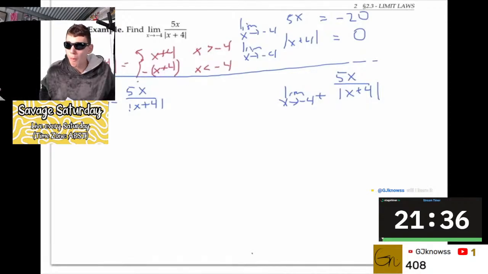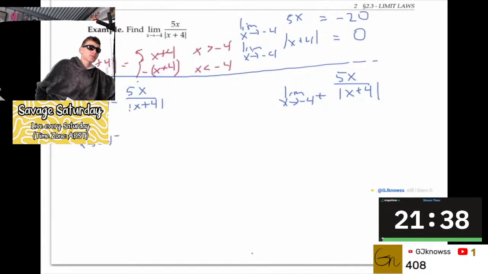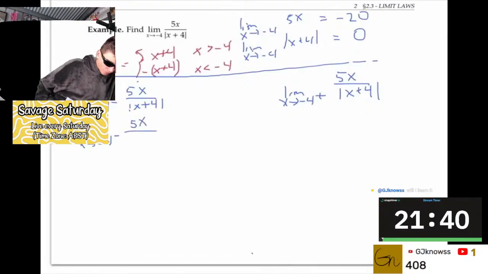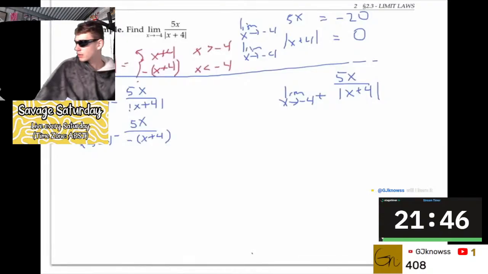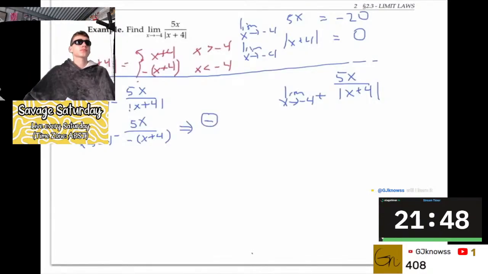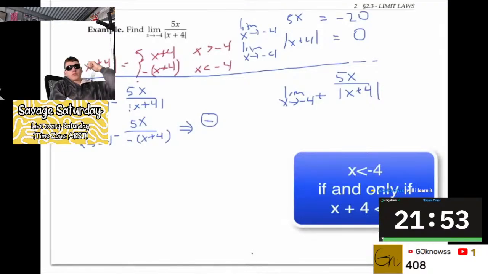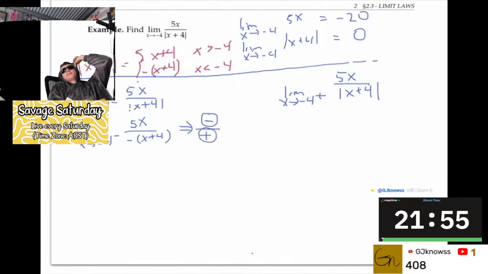That means that the limit as x goes to negative 4 from the left of this expression is the same as the limit of 5x over negative x plus 4. Now, reasoning as before, as x goes to negative 4 from the left, the numerator is a negative number, pretty close to negative 20. The denominator, since x is less than negative 4, x plus 4 is negative, and the negative of it is positive. So our quotient is negative. And since the denominator is getting really tiny while the numerator is pretty level at negative 20, this limit is going to be bigger and bigger in magnitude, a limit of negative infinity.